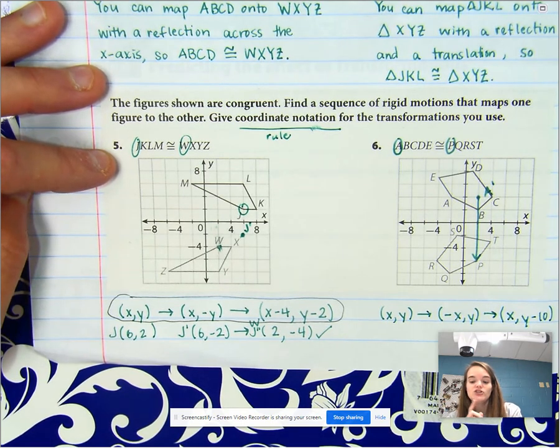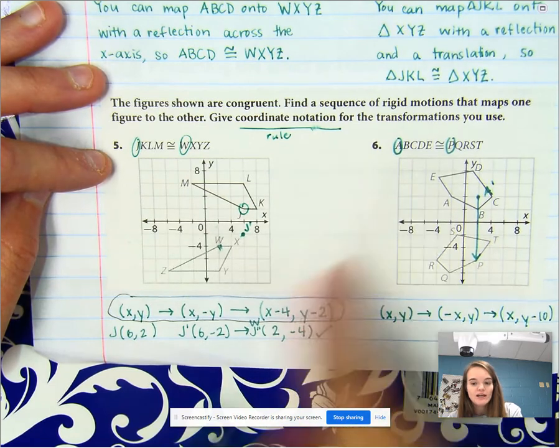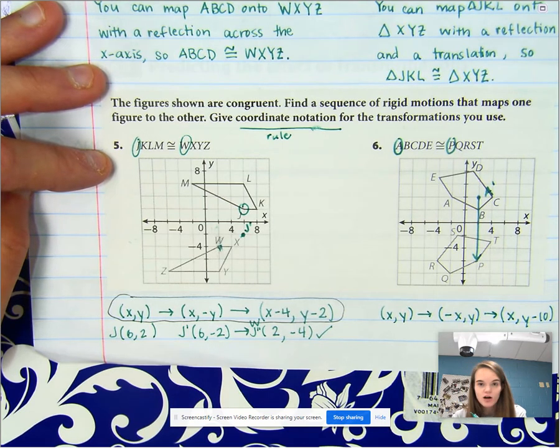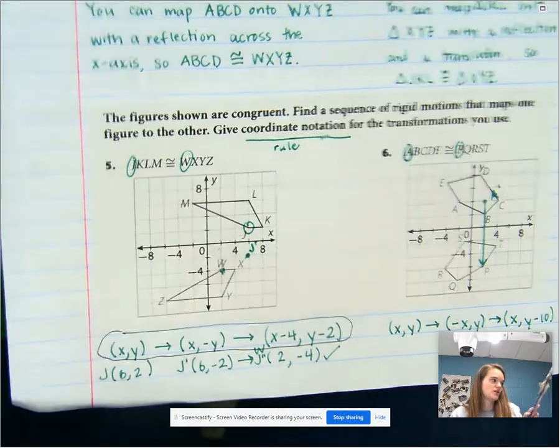The reason I only have to check one point on these is because it says they are already congruent. If they were not already congruent, I would actually need to check all points to make sure they got there. Because if it's a dilation, they're not congruent. Or a horizontal stretch or a vertical stretch, they're not congruent.